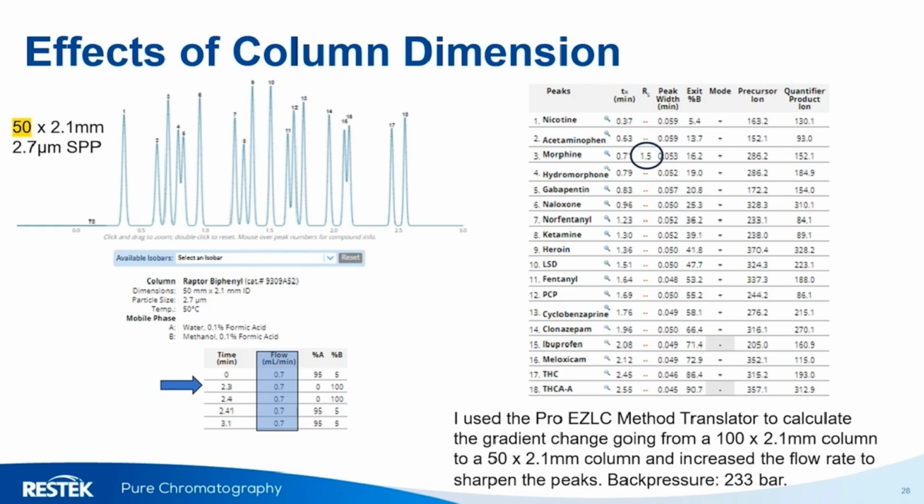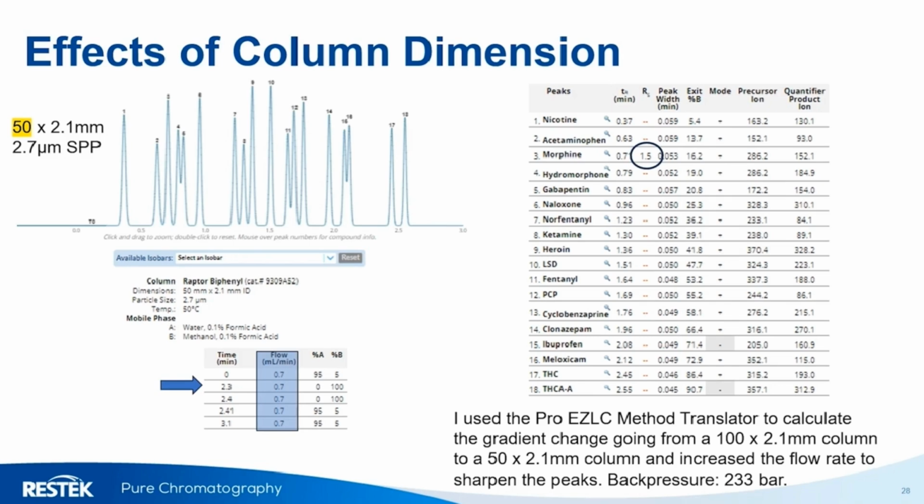I used the ProEasy LC method translator, which is a separate tool in our Easy suite of chromatography modeling tools, and I calculated the gradient change going from a 100 by 2.1 column to a 50 by 2.1 column. The method translator is a great little tool.